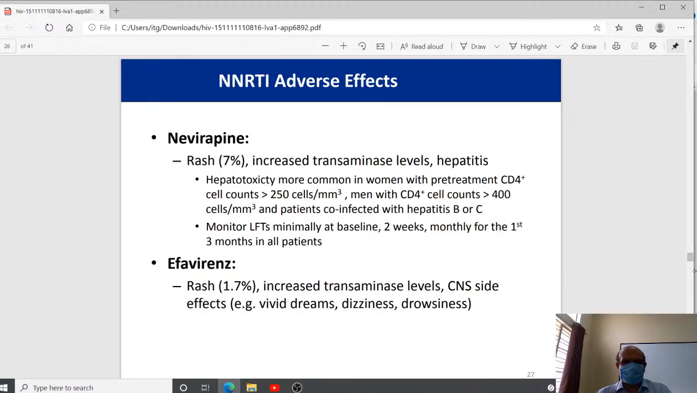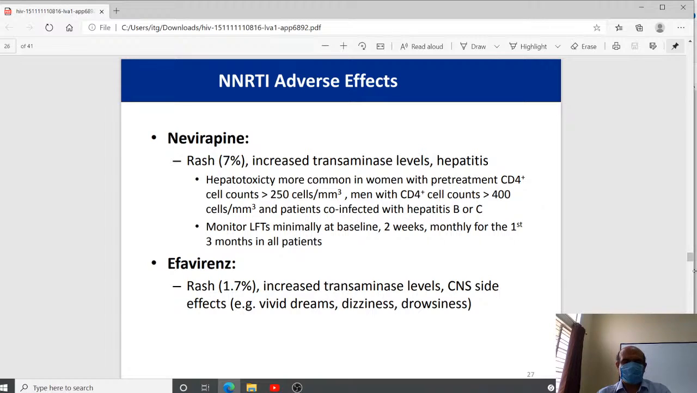NNRTI adverse effects are rash 7%, increased transaminase levels, hepatitis, hepatotoxicity, more common in women with CD4 cell count more than 250 cells per millimeter cube, men with CD4 cell count more than 400 cells per millimeter cube, and patients with co-infection with hepatitis B and C. Monitor LFTs minimally at baseline, 2 weeks, then monthly for the first 3 months for all patients.